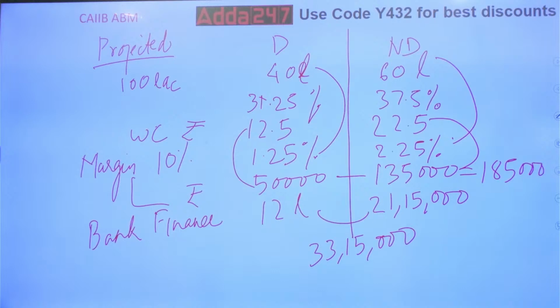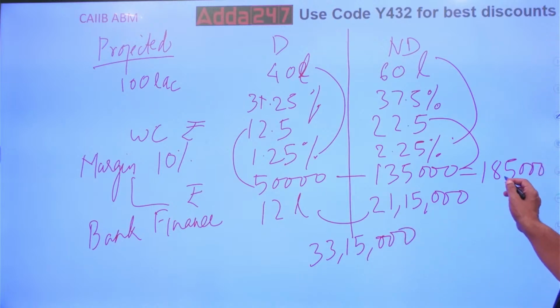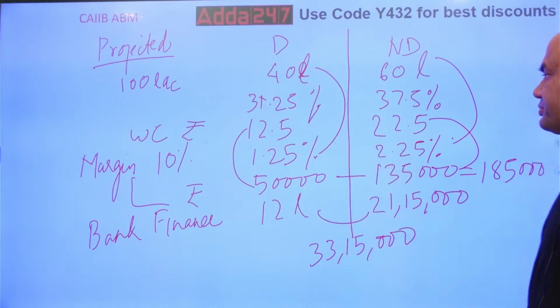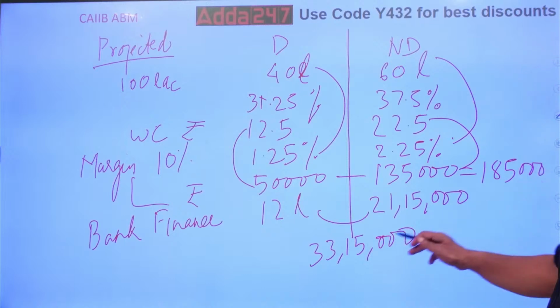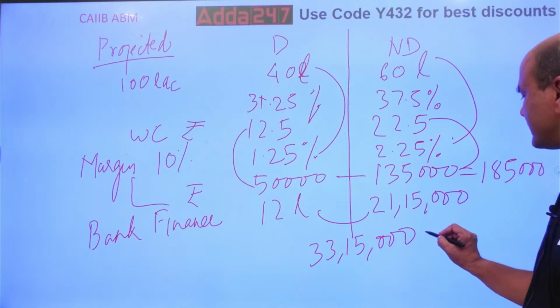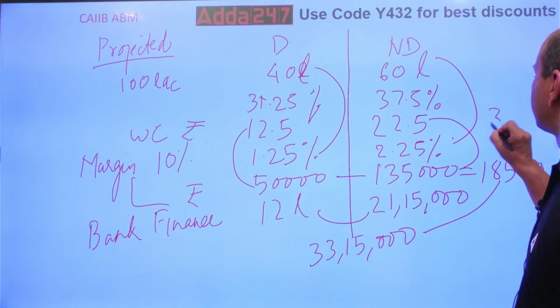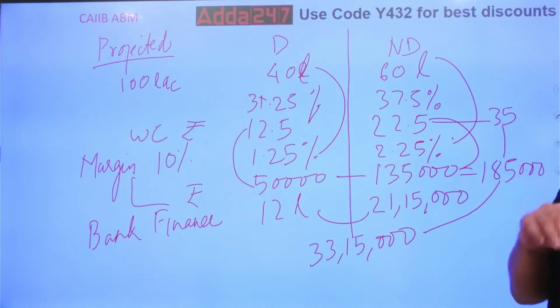So this is how the calculations are done. 33 lakh 15,000 will be the bank finance. 1,85,000 will be this margin. So net total finance, if you see, add these two. 22 plus 12 is 34. 34 and this 35. If you add these two, see what is coming. You will get 35. So you are getting the same answer, 35 from here also, from here also. So your answer is right.